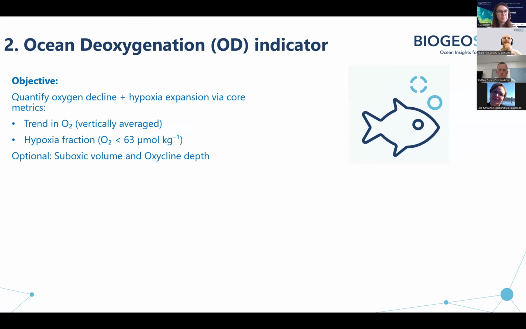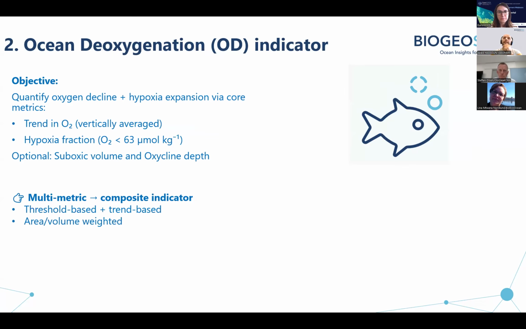For the ocean deoxygenation indicator, we are trying to quantify the oxygen decline plus hypoxia expansion via core metrics like the trend in the vertically averaged oxygen concentration and the hypoxia fraction, in addition to other optional or diagnostic metrics as well.